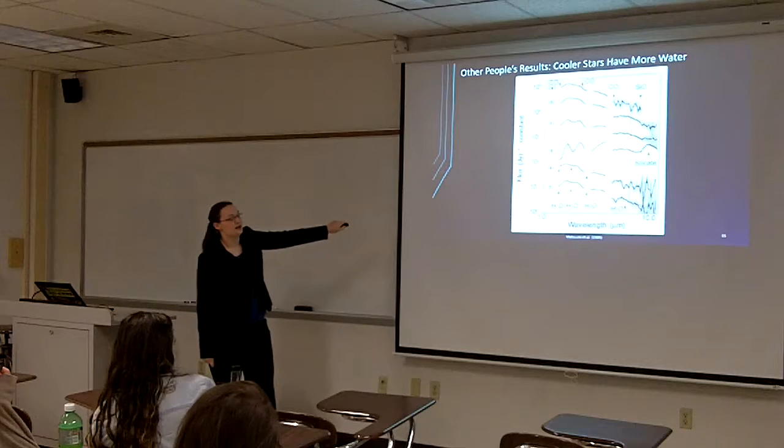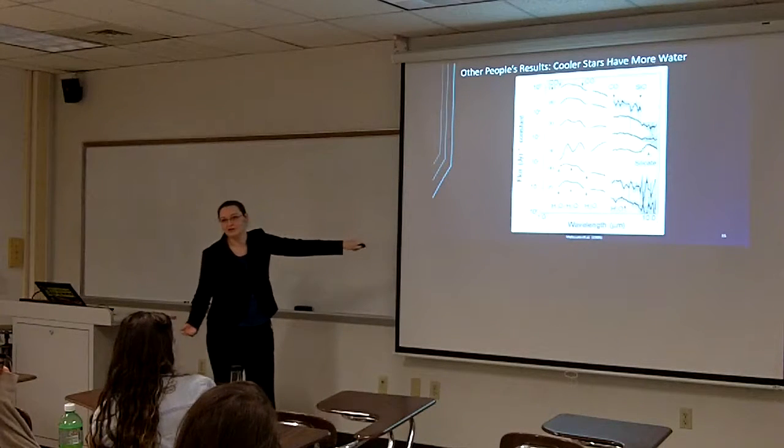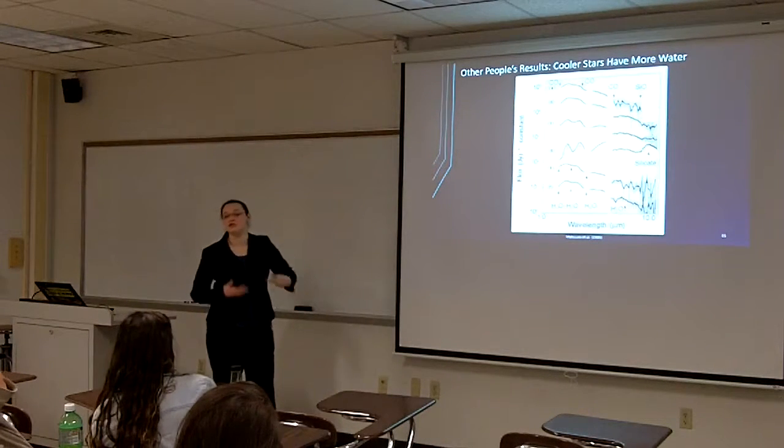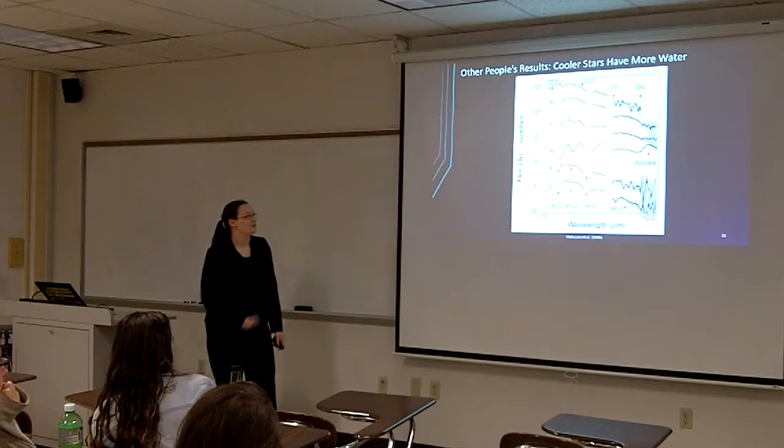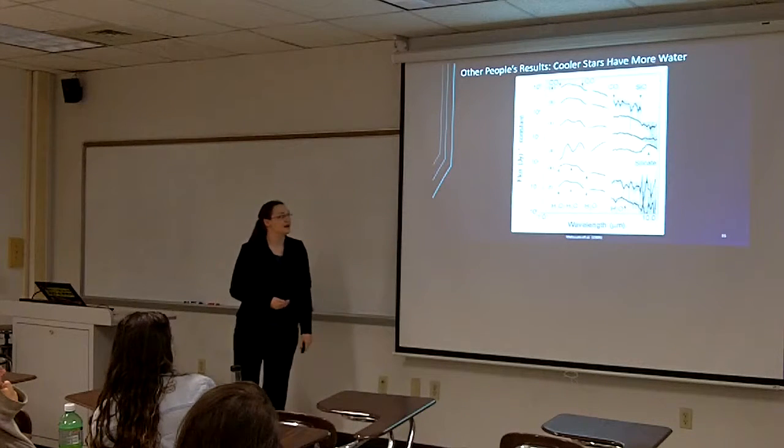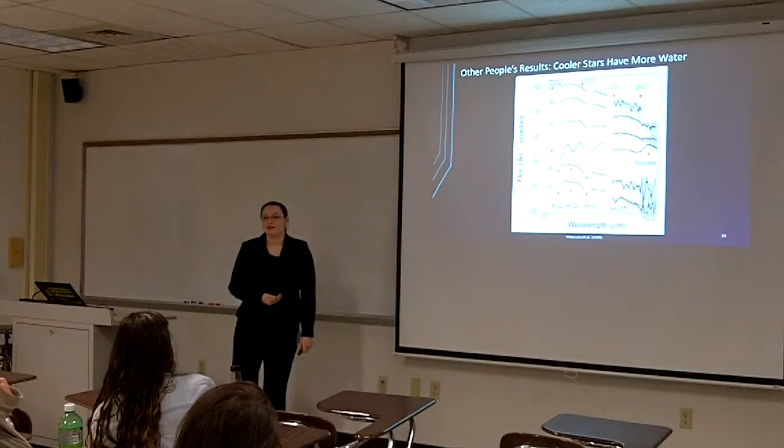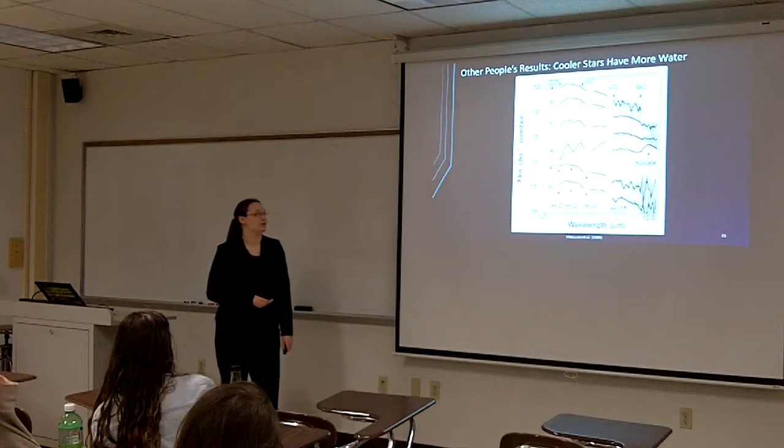This D is actually an M8 or 9. So that particular star has something in it that obscures my water feature. So this is what they found, which is good because it's consistent with what we thought. Cooler stars have more water absorption. The temperature does affect the amount of water absorption in the star.